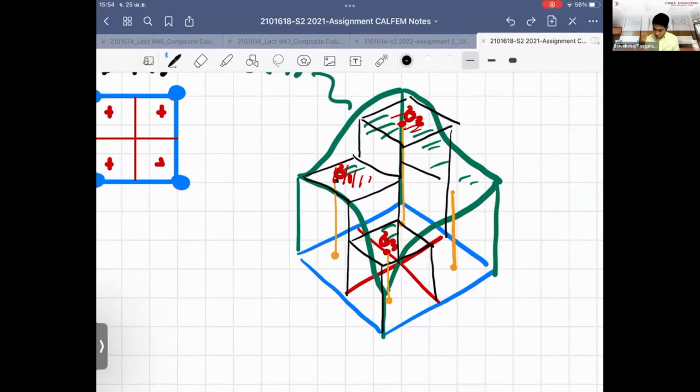So I try to draw in the really nice graphics.